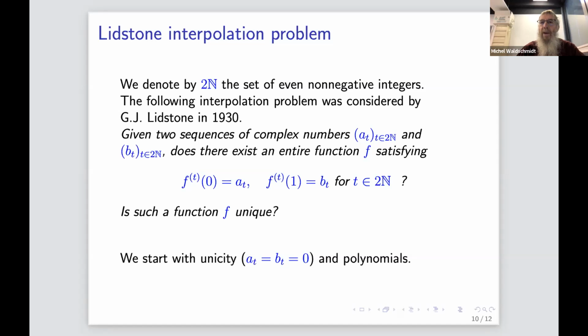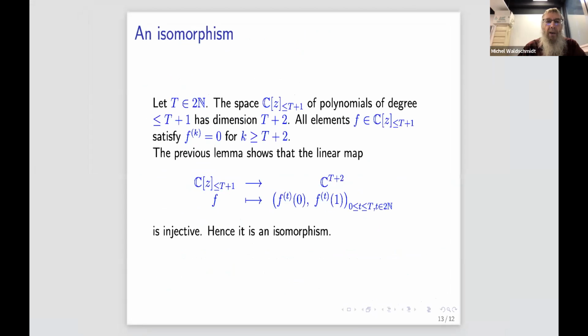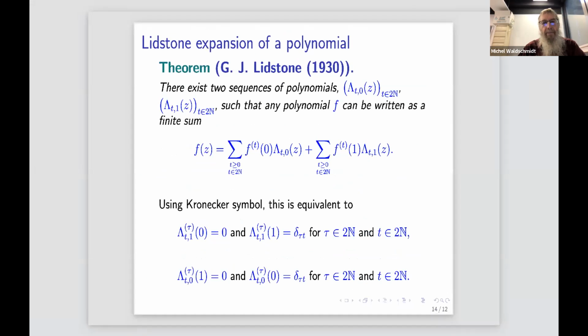So I will go rather fast on the case of one variable. The case of one variable is that if you have a polynomial with the derivatives of even order at 0 and 1 which are 0, then the polynomial is 0. This is the basic fact which is the start of the theory. So here I have several proofs. There are several proofs of this result, which is quite easy.